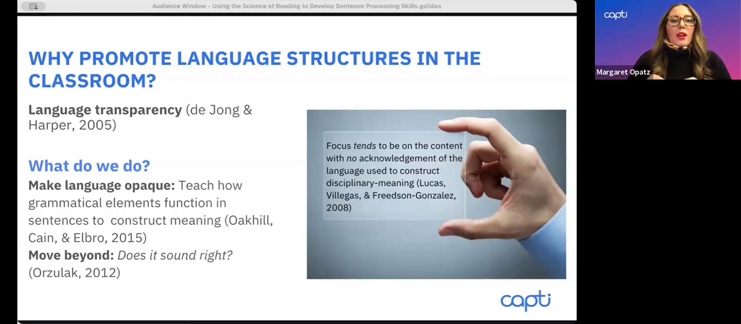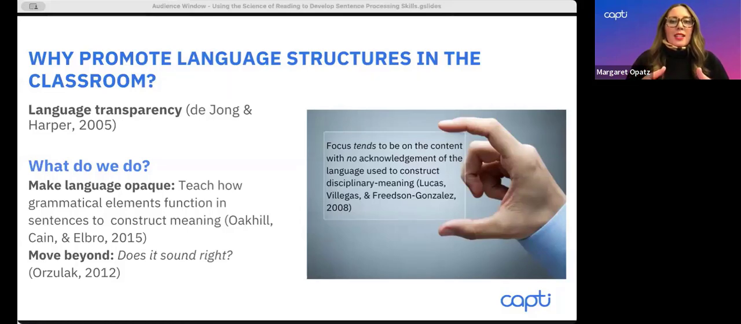And then Orzulak really says that in order for us to promote these language structures in the classroom, we really need to move beyond "does that sound right?" Because if we're asking students, does it sound right, or if you're reading it and you're like, yep, that sounds right, we need to move beyond that to actually rely on the rules that govern language in order to empower students to be able to do that same thing.